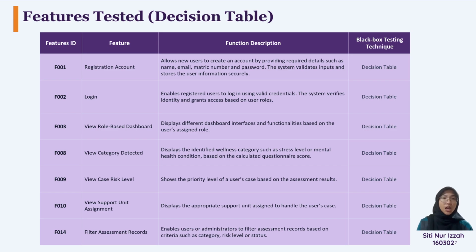For decision table, we tested 7 features, including registration account, login, view role-based dashboard, category detected, case risk level, support unit assignment, and filtered assessment records. Decision table was chosen because these features involve multiple conditions that combine in different ways to produce distinct outcomes.